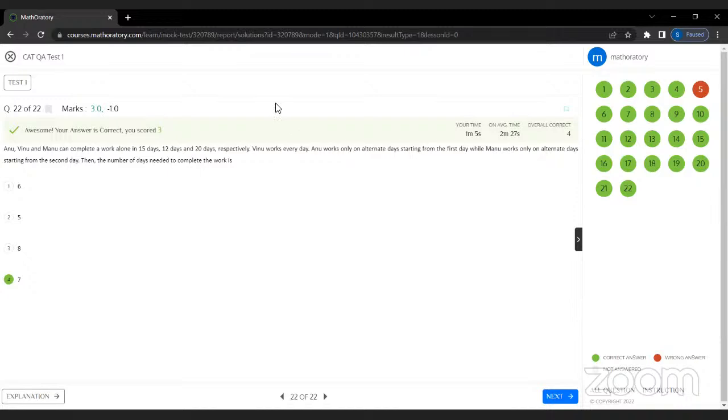I'll just quickly check. I'll allow you to unmute. Yeah, guys. Anything that you would like to add or ask? If everything is clear, do mention that as well.